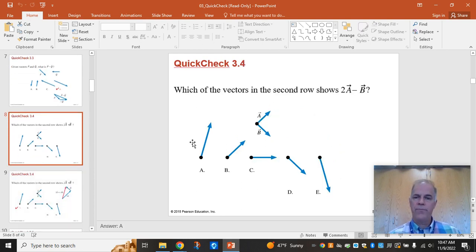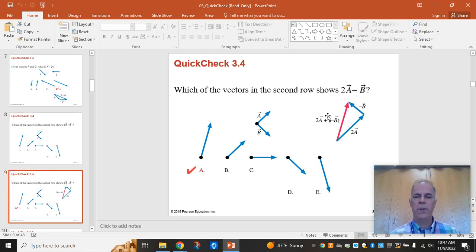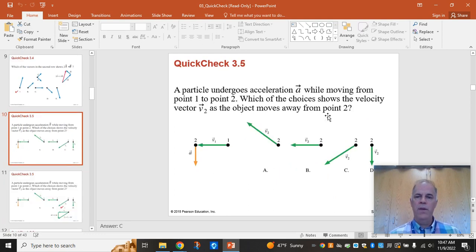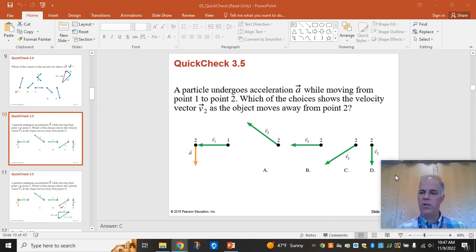Okay, next one. 2a minus b, so we actually get to multiply a vector, but I think you'll figure out how to do this. Here's the answer in 3, 2, 1. There it is, and it explains it pretty well. Next question, question 5. Now this is showing acceleration. So a particle undergoes acceleration.